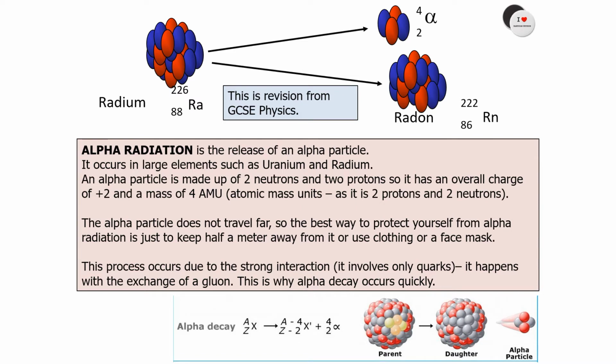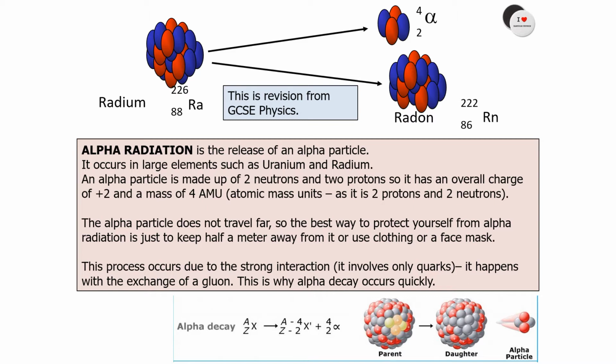So alpha radiation is the release of an alpha particle, and this occurs in large elements like uranium and radium. An alpha particle is made of 2 neutrons and 2 protons, so it's got an overall charge of +2 and an atomic mass of 4 atomic mass units. Now, as you've learned in GCSE, the alpha particle does not travel very far, so the best way to protect yourself from alpha radiation is to keep yourself half a metre away from it, or use clothing or a face mask.